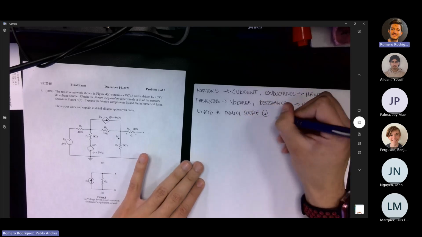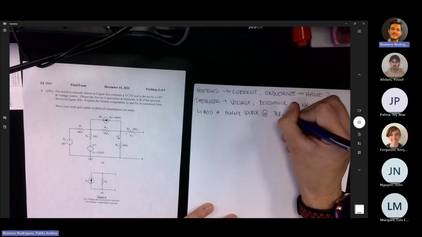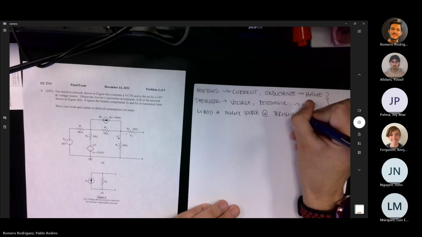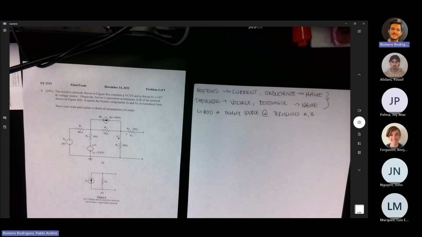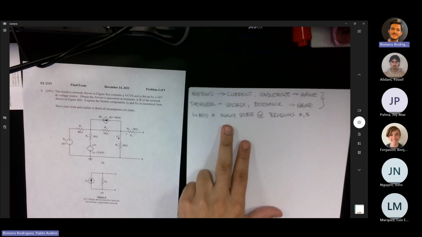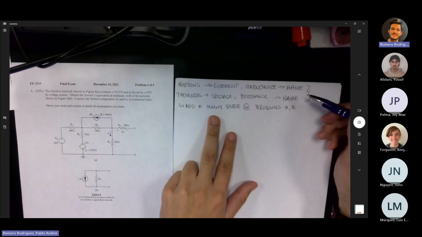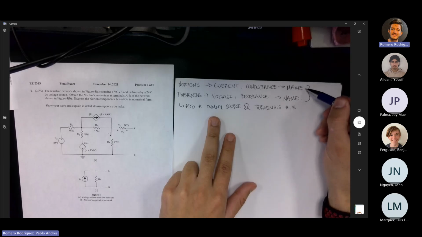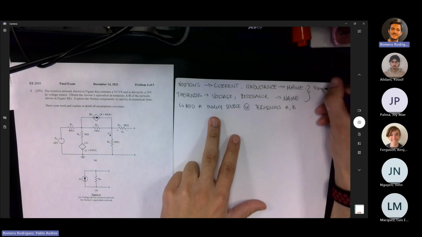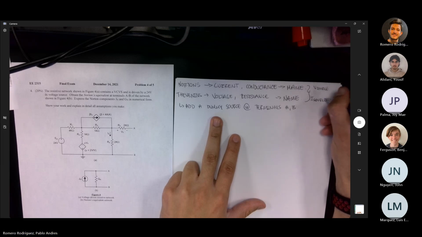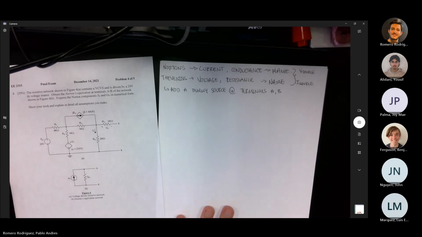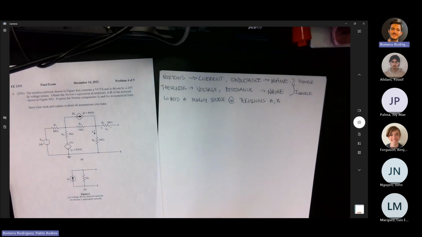At terminals A and B, right? So this dummy source, depending on which method you're going to use, is going to be a current source or a voltage source. If you're using mesh, it's going to be a voltage source. If you're using node, it's going to be a current source. Usually when you add them, you want to make sure that they're always positive in your matrix.